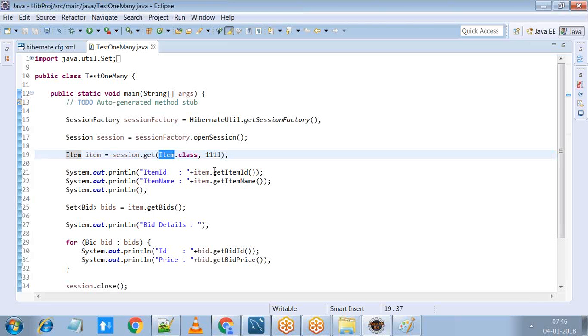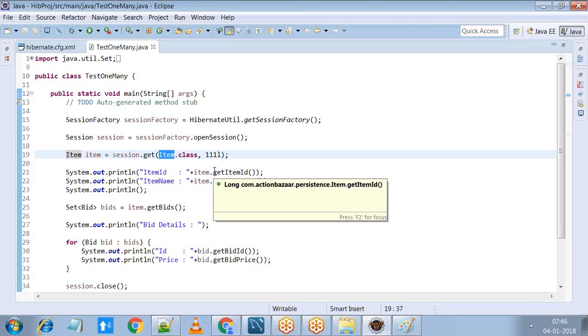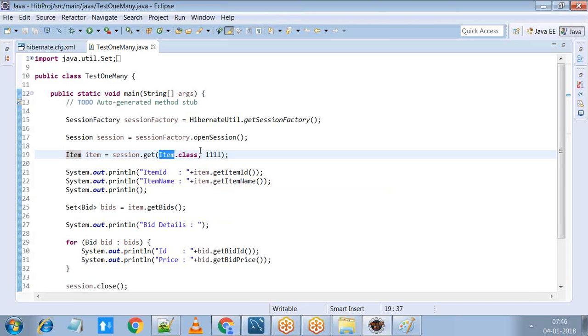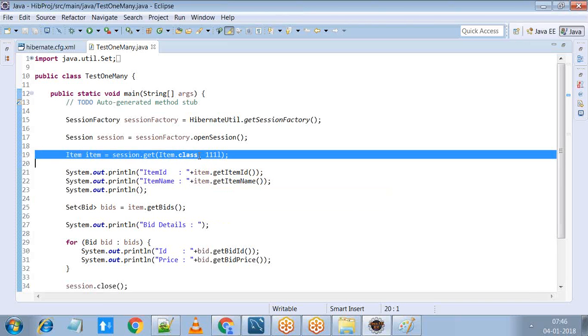As we have discussed earlier, this item record will be fetched eagerly because we are using the get method. We have another method to fetch the record lazily. What is that method? We did discuss it. If you want to fetch a record lazily, we have the load method.